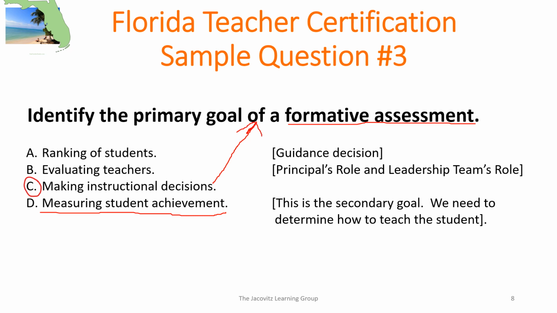So when it says identify the primary goal of a formative assessment, and this is primary goals, ranking of students. That's something guidance does when you get ready to see who's in the top 10 of the class. Also, who passed, who didn't. That's more of like a principal's role, leadership, guidance decision. And that can also be, I'm going to put PR for principal's role. I'll put LR too.